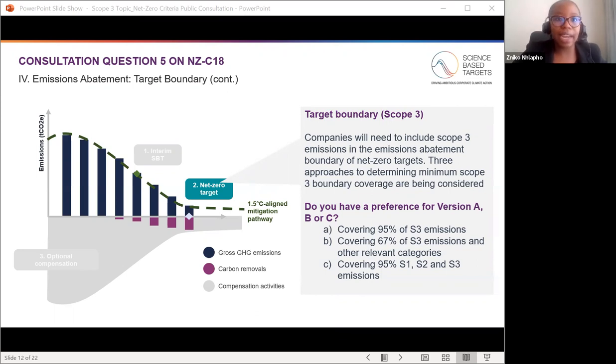In the previous slides, I've spoken through the 3 approaches that a company can use to determine the minimum scope 3 boundary coverage. So our question is, do you have a preference for version A, B, or C? And if you could please explain the preference that you have.